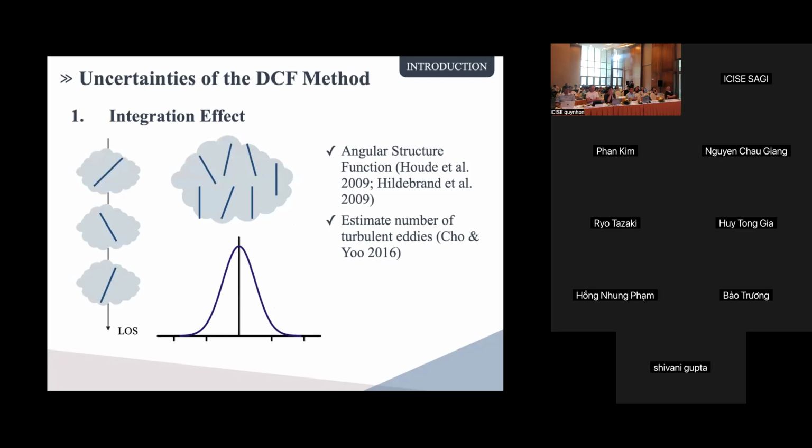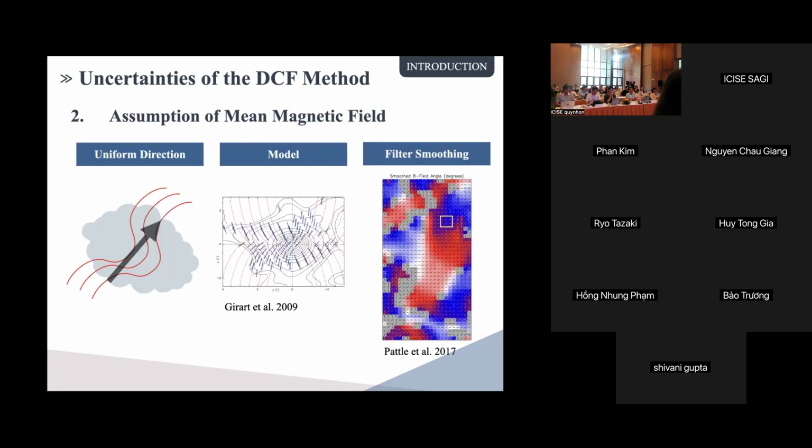However, there are a lot of uncertainties in the DCF method. The first is the integration effect. If there are turbulent eddies, several eddies along the line of sight, it is integrating the emission. And then we use the beam size to observe. Within the beam, the field lines are disturbed, so we can get only an averaged value. To solve these problems, angular dispersion functions to estimate the number of eddies along the line of sight have been suggested.